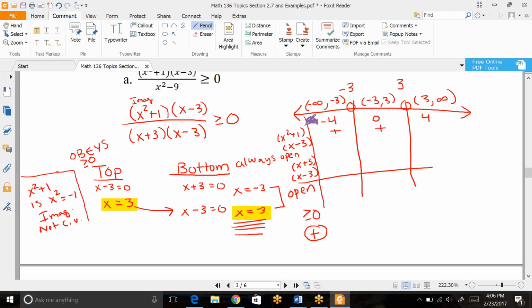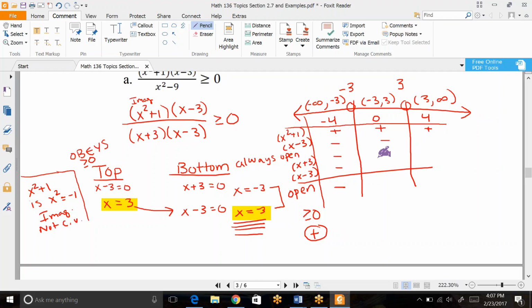Notice all of these end up being positive. Anytime you have a squared part plus a positive number, everything ends up being positive. Negative 4 minus 3 is negative. Negative 4 plus 3 is negative. Negative 4 minus 3 is negative. 3 negatives make a negative.